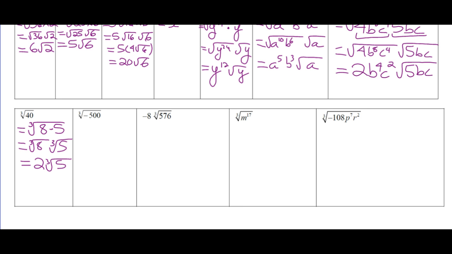Okay, how do I know they're the same? I could take the cube root of 40 on my calculator. I can go 2 times the cube root of 5 on my calculator. I can say, hey, they're the same. All right, cube root of negative 500.